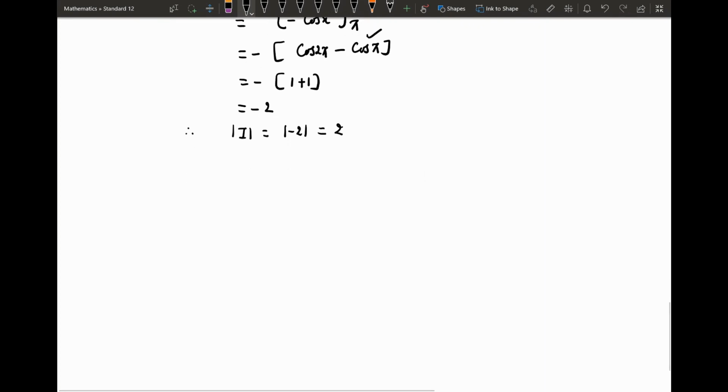So total area equal to alpha plus beta, so it is 2 plus 2, 4 square unit. So this is the total area.